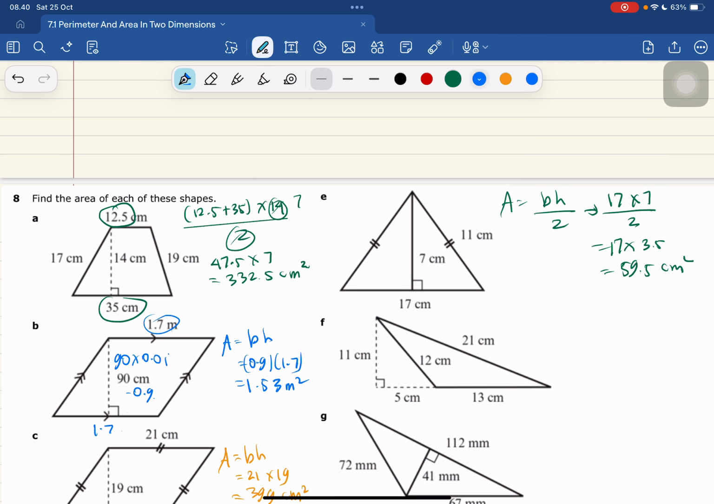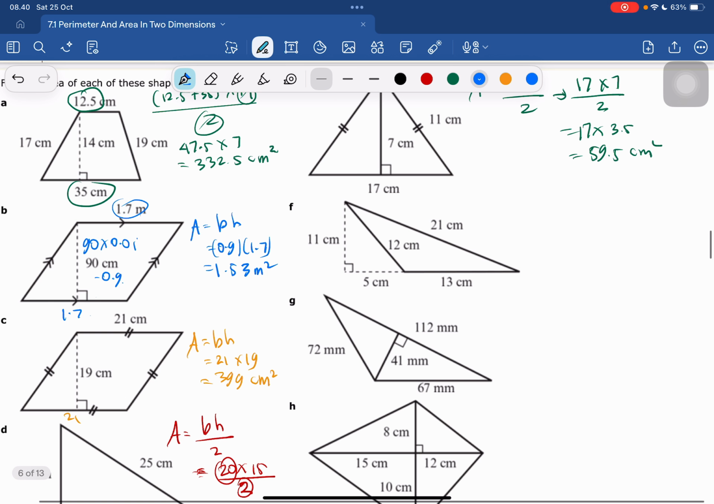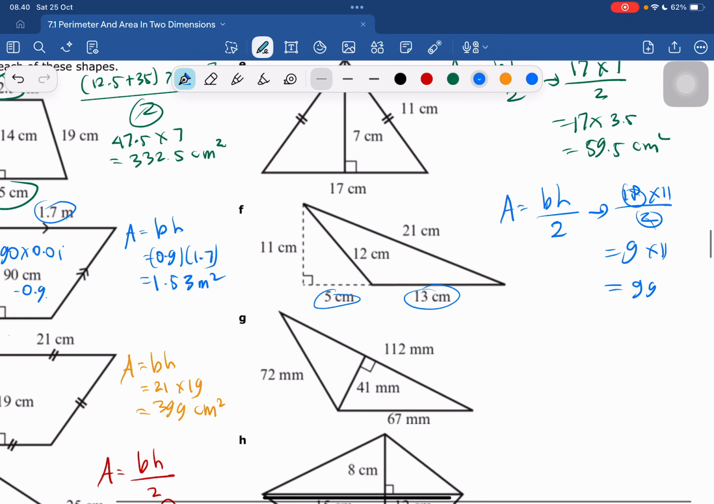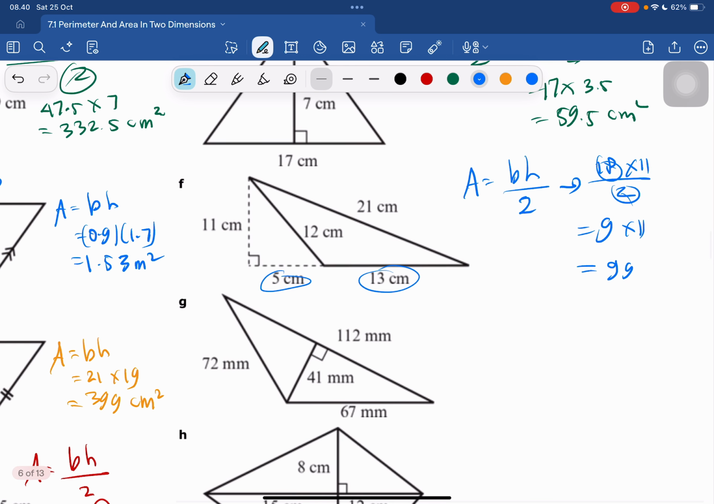Okay, this is a triangle with the base of, so the area is base times height divided by 2. So base is going to be 13 plus 5 is going to be 18. 18 times height 11 divided by 2. This is going to be 9 times 11. So this will be 99. Isn't it? So 5 plus 13 will give us the answer of 18.